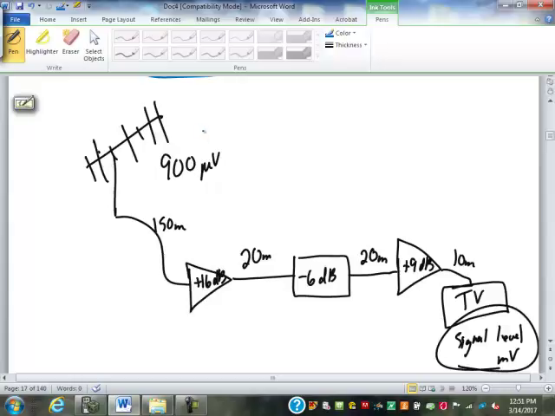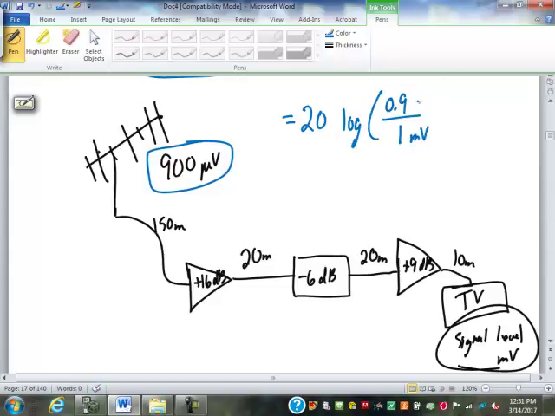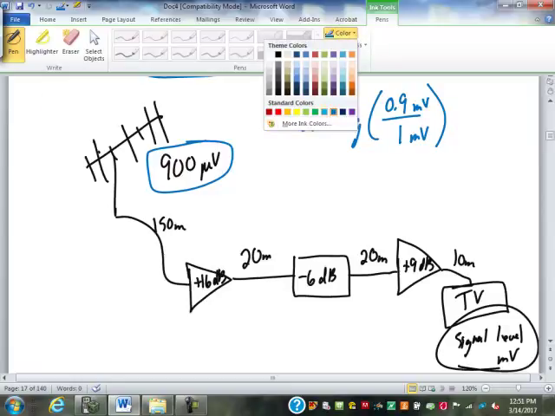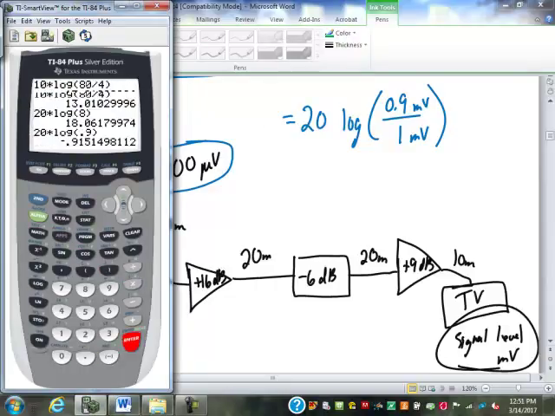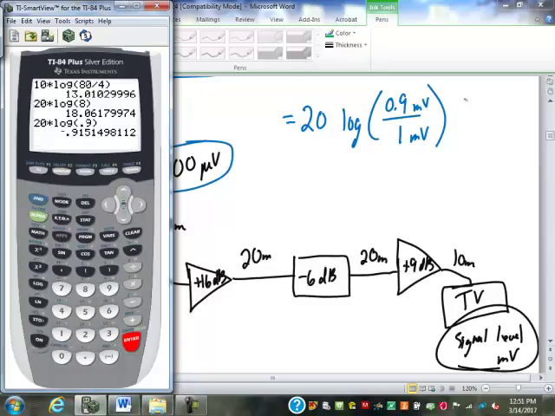So we start out, we have to convert this into a power reading. That's going to be 20 times the log of 0.9 over 1. Why did I change that to 0.9? It has to be in millivolts. 900 microvolts is 0.9 millivolts. So 20 times the log of 0.9 is negative 0.915.